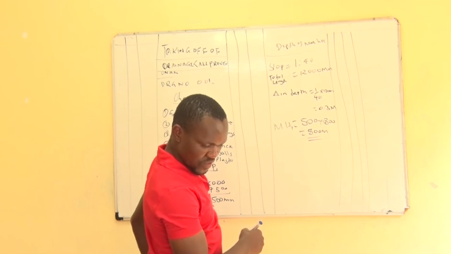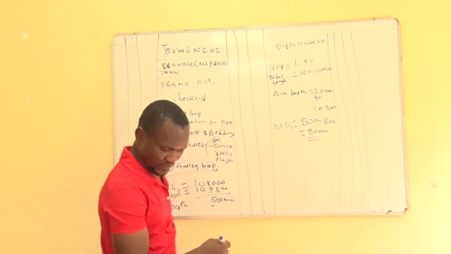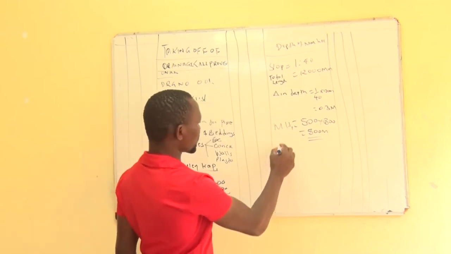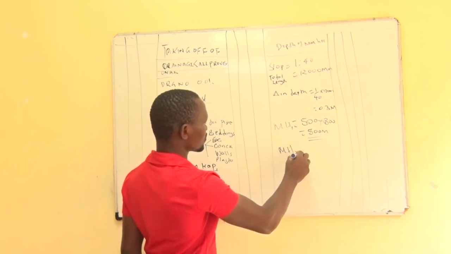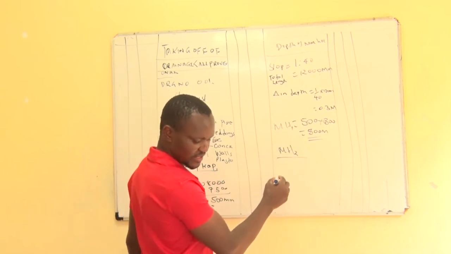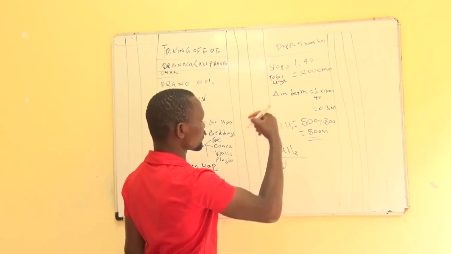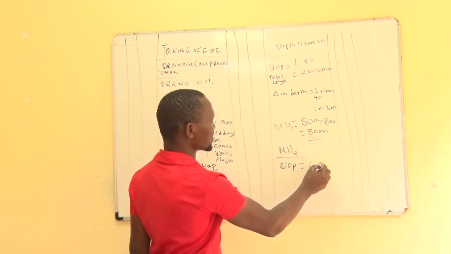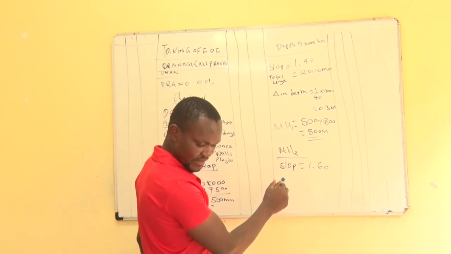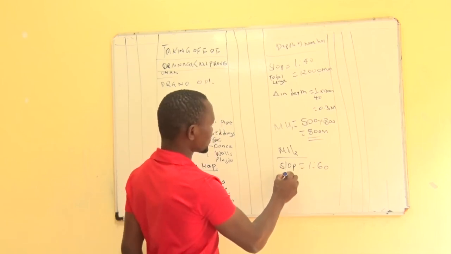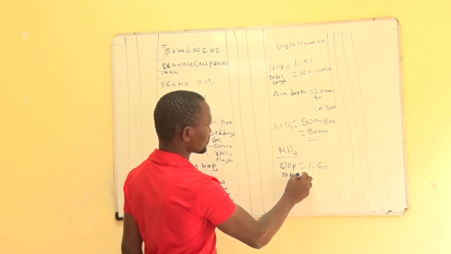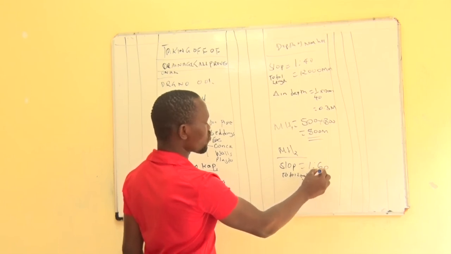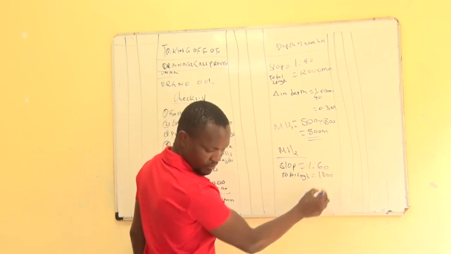Then if you look at manhole 2, the depth of manhole 2, you'll have to see the slope again. We are given the slope from manhole 1 to manhole 2. The slope is now 1 to 60. Then the length still remains the same. The total length is now 18,000 millimeters.